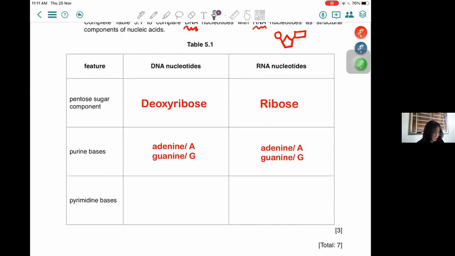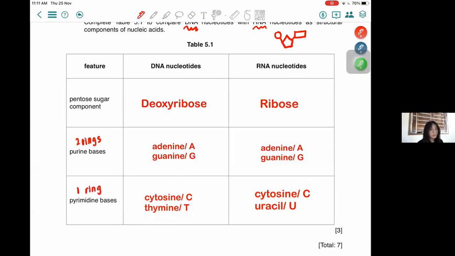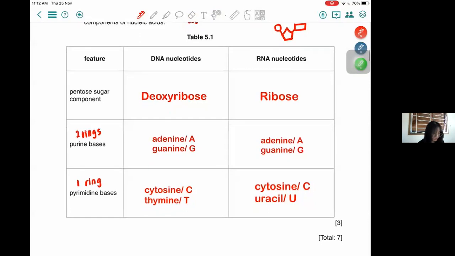So for the next one, what are the pyrimidine bases for DNA and RNA? For DNA it is cytosine and thymine, and for RNA it is cytosine with uracil, not thymine. Thymine is only for DNA. And just a quick recap: purine bases have two rings, and pyrimidine bases have 1 ring. Okay, so let's move on to the next question.